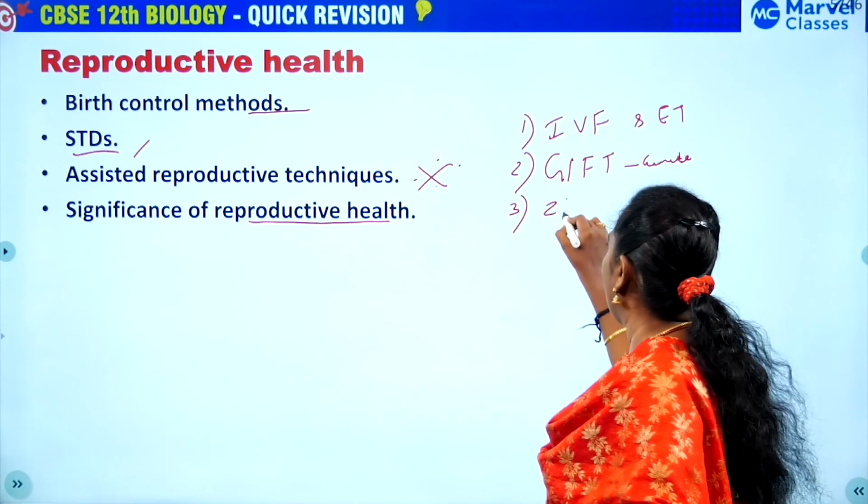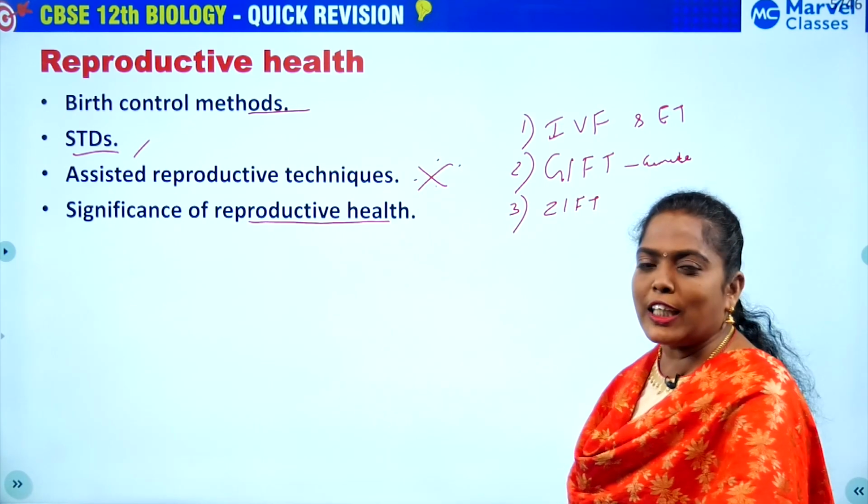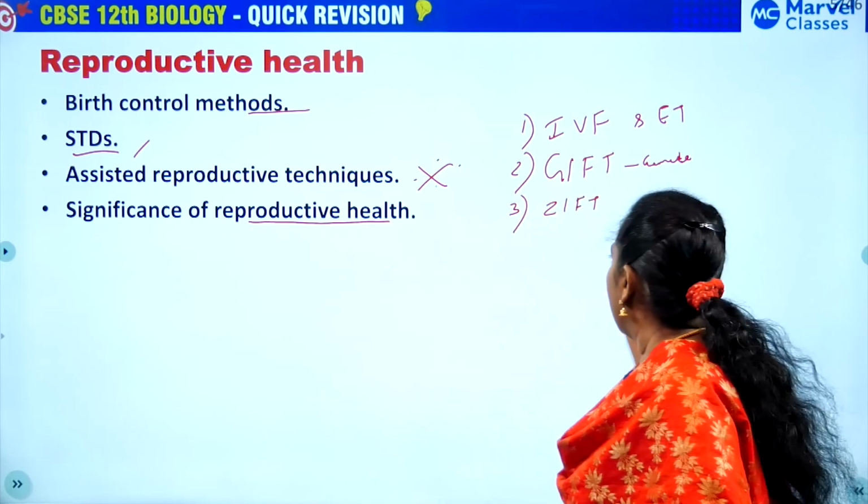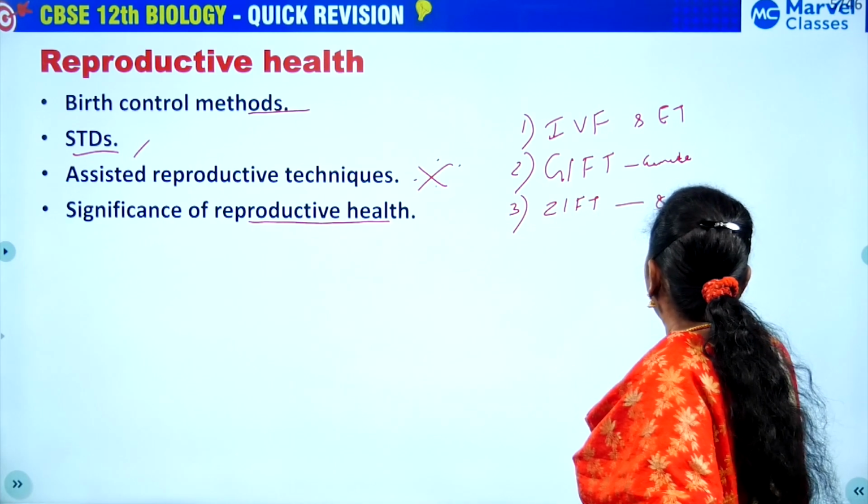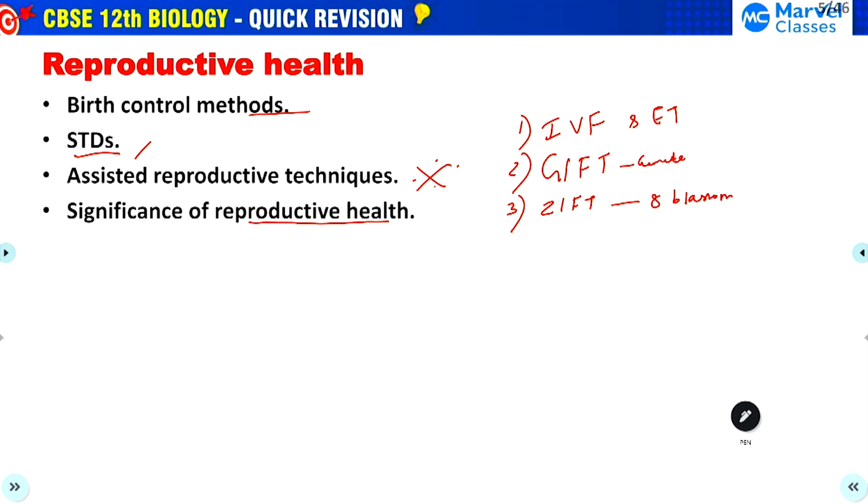Then ZIFT, zygote intrafallopian transfer. Here the embryo should be at less than 8 blastomere stage, not more than that. Only at less than 8 blastomere stage can we put it in the fallopian tube. After the 8 cell stage, it has to be implanted in the uterus. Then ICSI, intracytoplasmic sperm injection. They will directly insert the sperm into the cytoplasm of the egg.